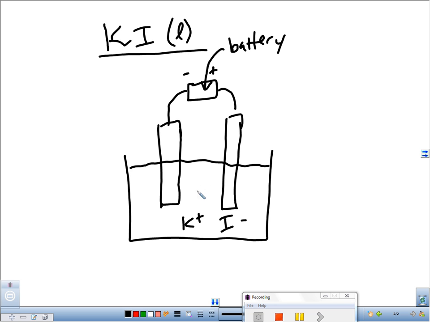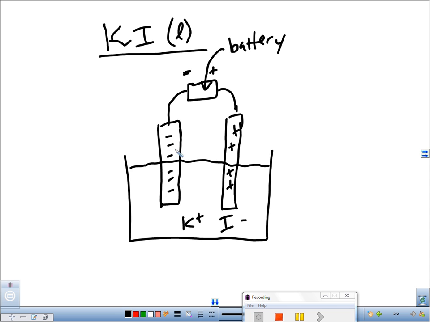So, what's going to happen? This is molten, liquid potassium iodide. What is going to happen to this electrode? Is it going to have a negative charge or a positive charge, do you think? Since we have the negative part of the battery here, it's going to push electrons onto it. So we're going to have a negatively charged electrode. Electrons are going to be pulled from here, so this is going to be a positively charged electrode.